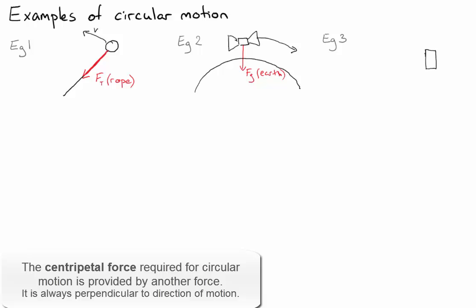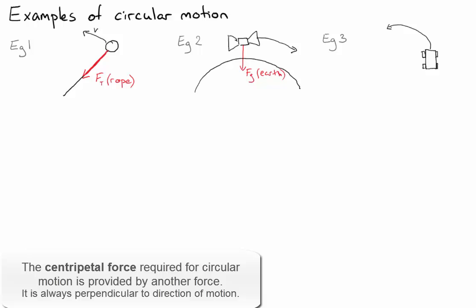The third example is a car travelling in a circle. I'm going to draw the car from above. It probably doesn't look much like a car, but there we go. It's travelling in a circle on a flat, horizontal surface. What force is it that is the centripetal force allowing that car to go in a circle?